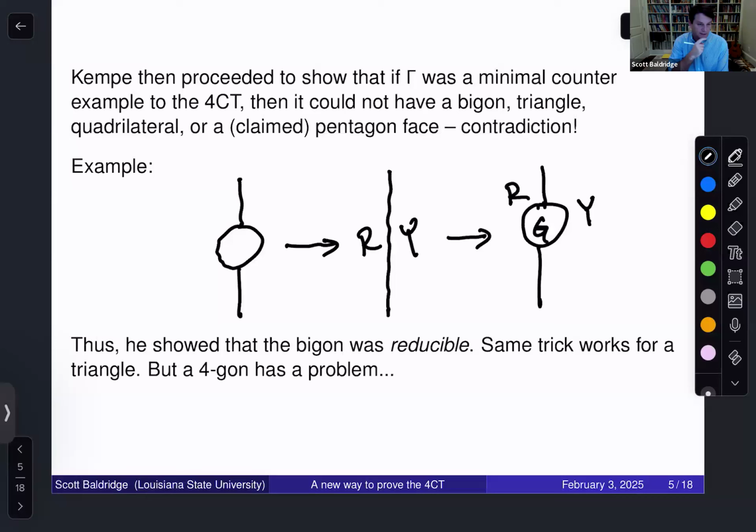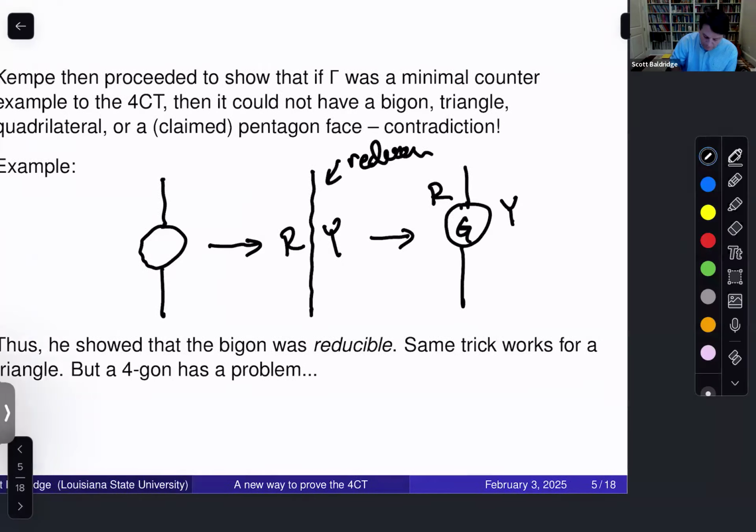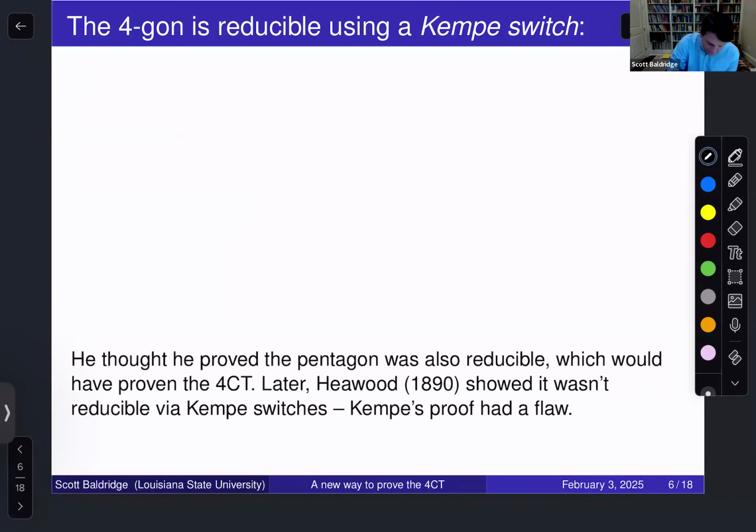So this is the basic idea. And this is called the reducer. He would say that the bigon was reducible. In other words, it can't show up in a minimal counterexample. The same thing works for a triangle, because you have 3 colors around the edge, and then you have the 4th color to plug into the middle. But for a foregon, we start to have a problem. So let's see what happens with the foregon.